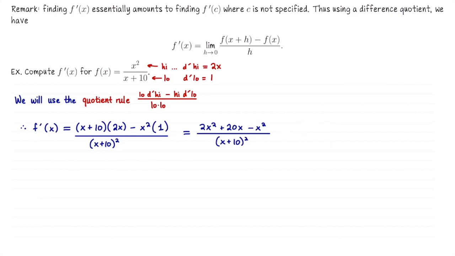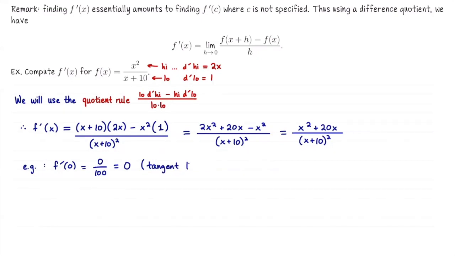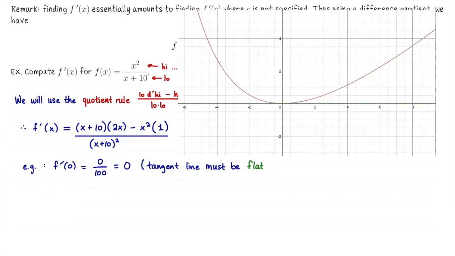You usually don't get much out of expanding the denominator. In fact, later if you're looking for vertical asymptotes or something like that, it's preferable to keep the denominator factored. So the most I'm going to do to this is write it as x squared plus 20x divided by x plus 10 squared. Again, now given any point in the domain, I can immediately compute the slope of the tangent line. So for example, f prime of 0 would be 0 divided by 100. So f prime of 0 is 0, which means the slope of the tangent line is 0 at x equals 0. So the tangent line is flat. On the other hand, f prime of 1 would be 1 plus 20 divided by 11 squared, so 21 over 121, etc.